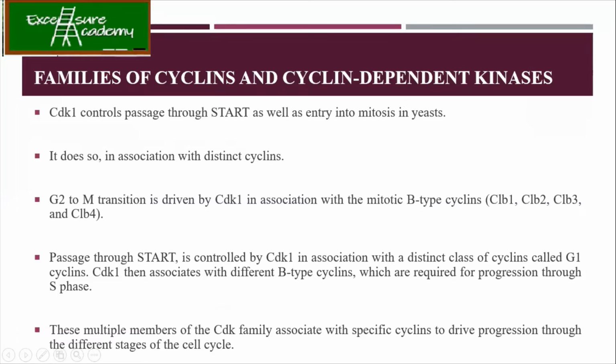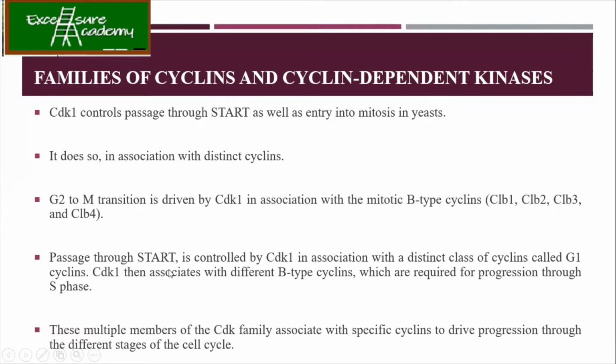Now, the families of cyclins and the cyclin dependent kinases. So, CDK1 controls the passage through start as well as entry into mitosis in the yeast. Just now we saw, right? It does so in association with distinct cyclins. From the name itself, cyclin dependent kinase, it's clear that unless it is bound to different types of cyclins, it cannot function. Okay. So G2 to M transition is driven by CDK1 in association with cyclin B. These are the different names, it's okay, don't worry about this, just remember cyclin B.